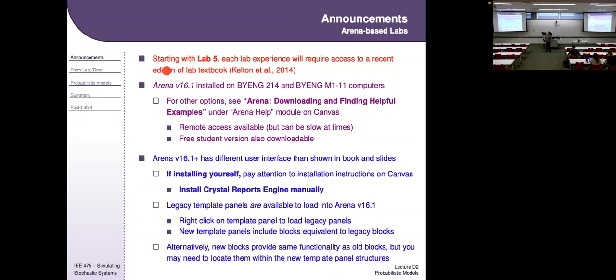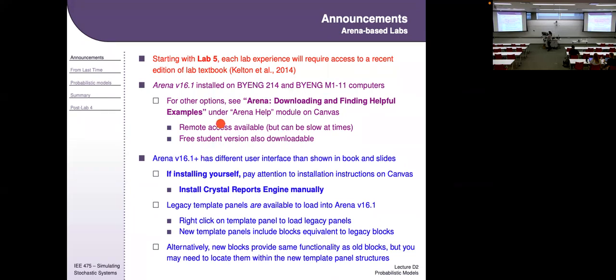So you can find this at the bookstore, at the library, and again on Canvas, those resources are available. Arena 16.1 is installed on the lab computers, as well as the other lab resources you have available. For other options for using it at home, via either remote access or by downloading it yourself, check out the Arena Downloading and Finding Helpful Examples page on Canvas.